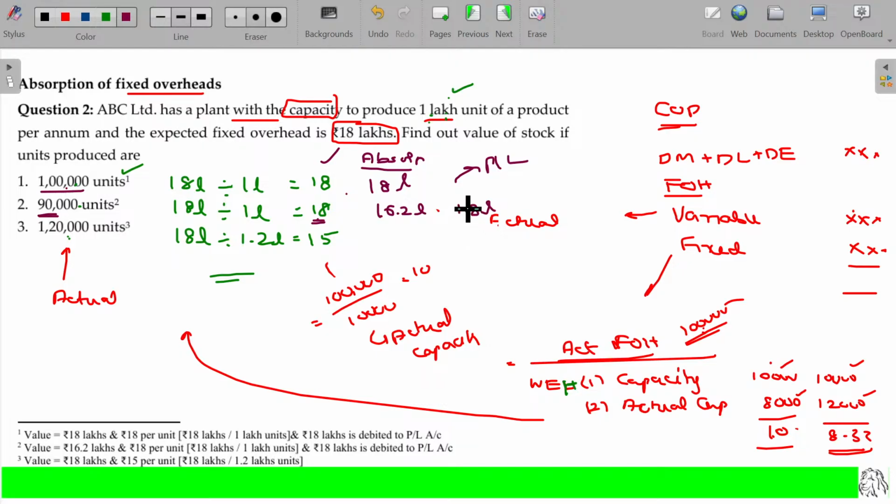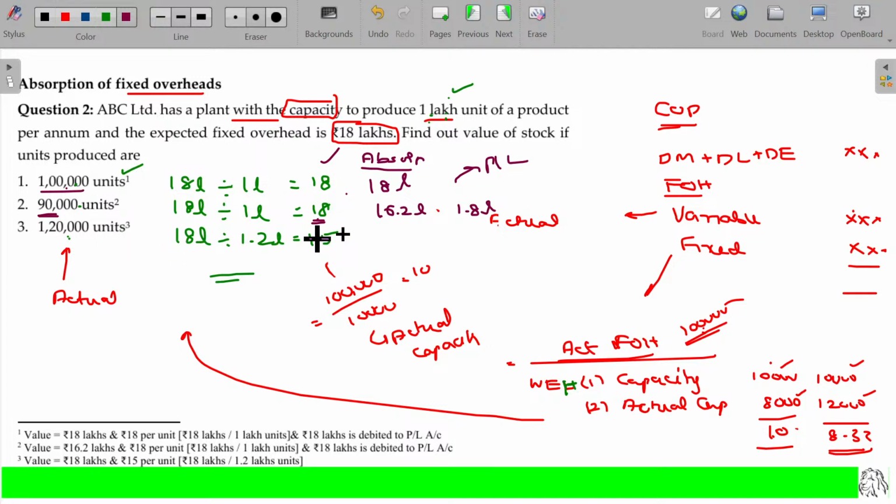In case of under absorption, 18 lakhs is the fixed cost, but we recovered from the customers only 16.2 lakhs. If I charge 18 rupees per unit from the customers for the actual production of 90,000 units, I could have recovered only 16.2 lakhs. Another 1.8 lakhs remains unrecovered. That unrecovered amount is a loss. How can I adjust this? It can be debited directly to my P&L account.